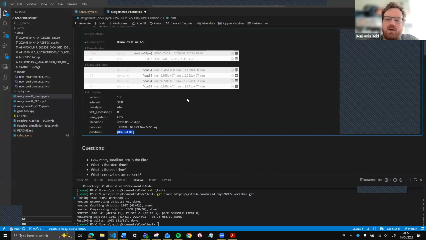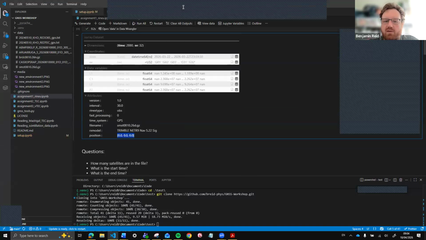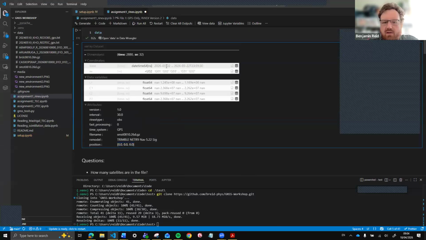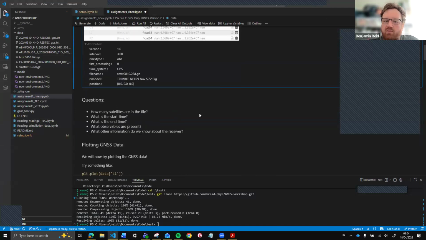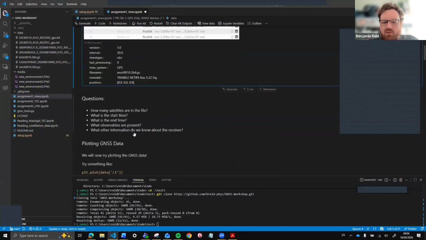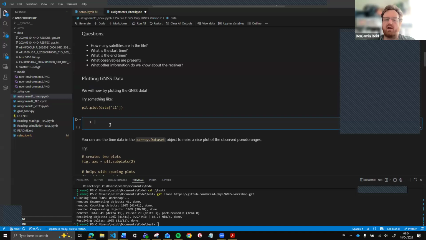All right, so there's some things that we can know. We can see how many satellites are in the file. This one's GNSS only, so it has 32. Sorry, it's GPS only. It starts at, was that March 22nd, and it ends 30 seconds before midnight on that day. We just have our basic GPS observables, and we know a little bit of other information. So now we can plot it, right?